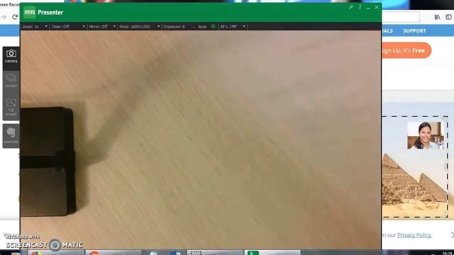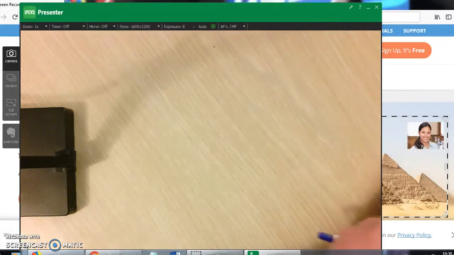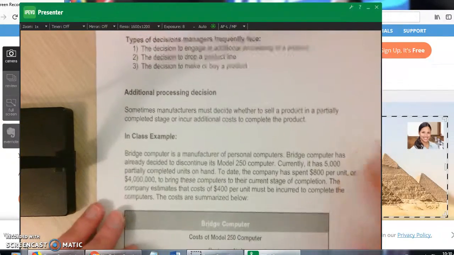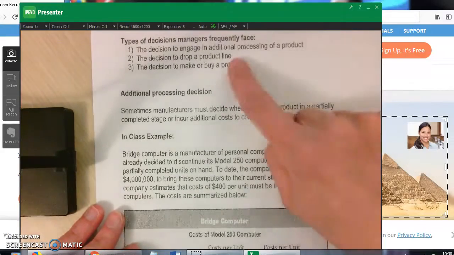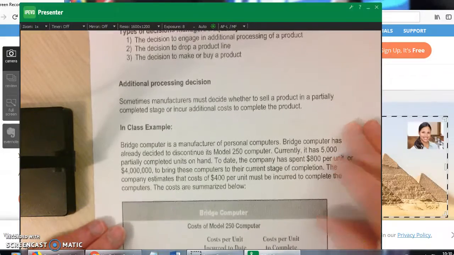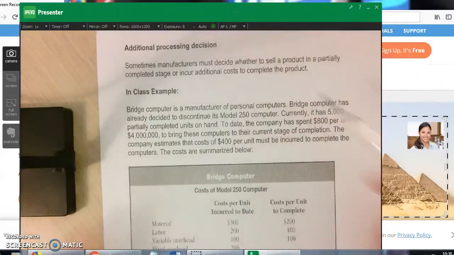So let's go ahead and look at a couple different scenarios of decision making that some managers might face. The first one is to engage in the additional processing of a product, and then we'll talk about the decision to drop a product line, and then we'll also talk about the decision to make or buy a product. We look over here at our first decision, the additional processing decision.